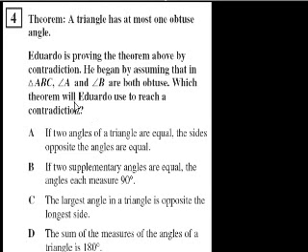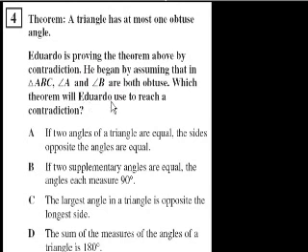We're on problem number 4, and they give us a theorem. It says a triangle has at most one obtuse angle. Fair enough. Eduardo is proving the theorem above by contradiction. The way you prove by contradiction is you say, okay, what if this weren't true? Let me prove that that can't happen. Well, let's see what he does. He began by assuming that in triangle ABC, angle A and B are both obtuse.